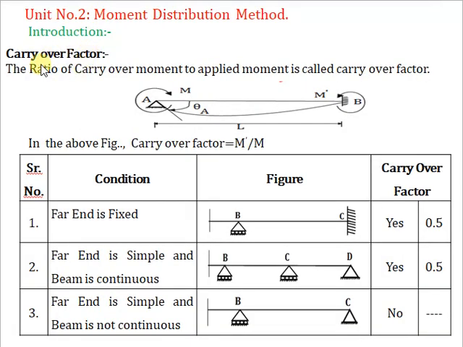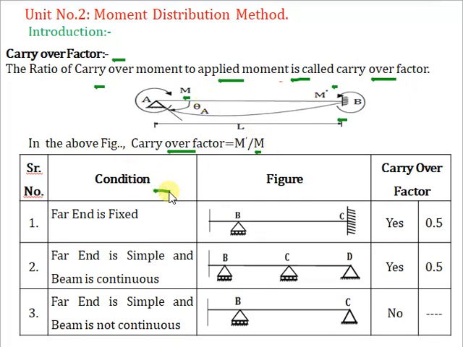Next term is carryover factor. It is the ratio of carryover moment to applied moment, called the carryover factor. That means carryover factor is equal to M dash divided by M. So M is the applied moment at A and M dash is the carryover moment at B due to the application of the moment M at A.